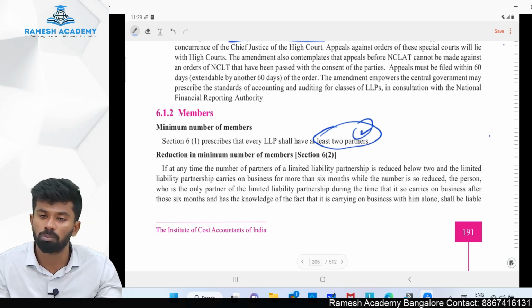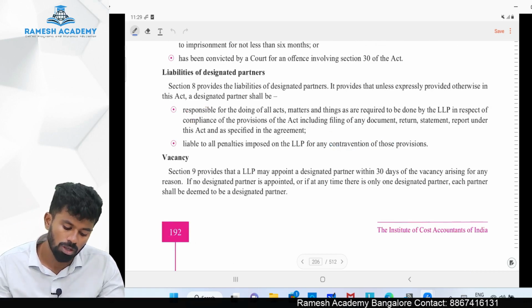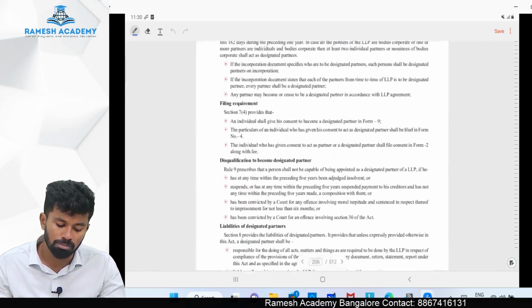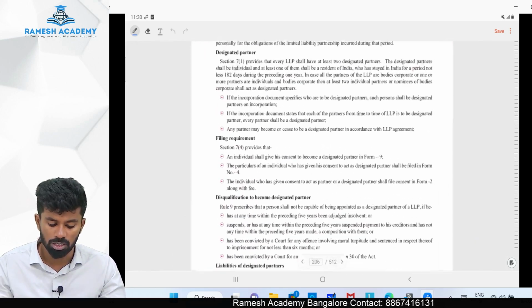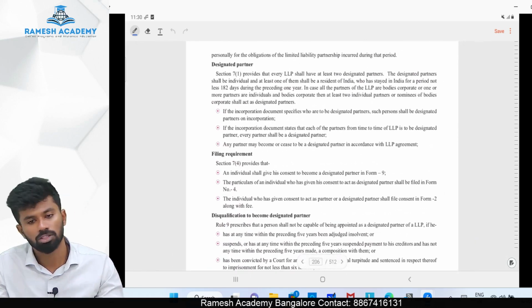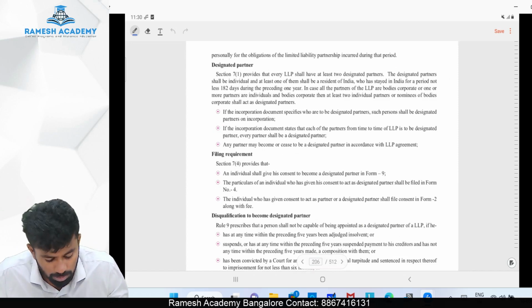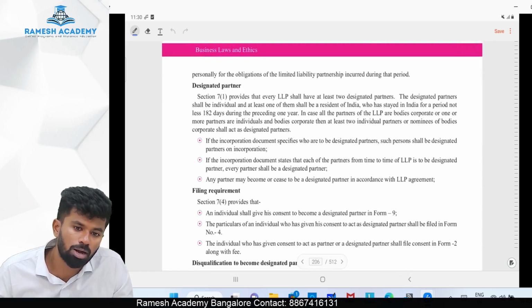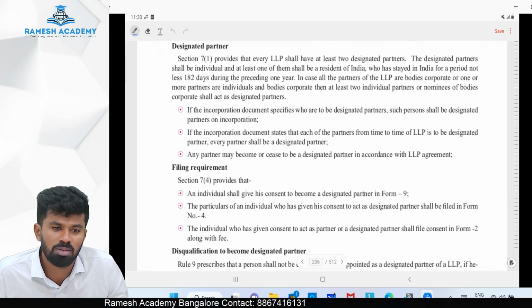After the expiry of how many months? 6 months. So, the remaining member shall increase the number of partners to how many? 2. Within how many months? 6 months. Designated partner, important. Who are designated partners, sir?